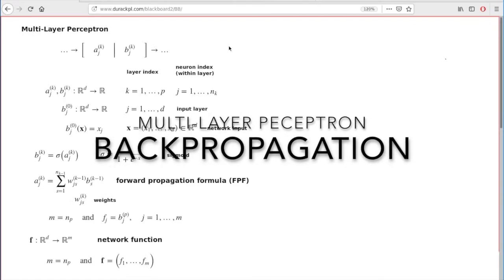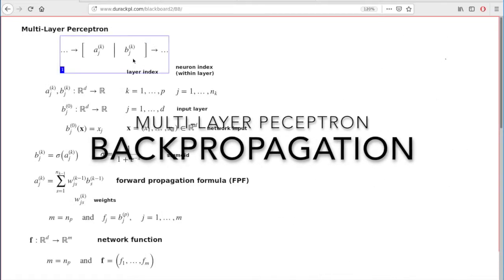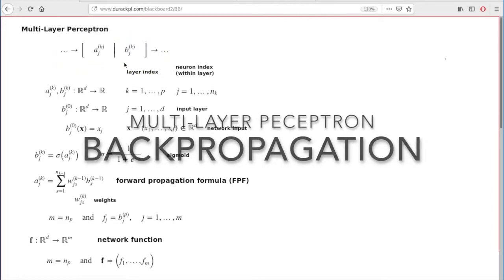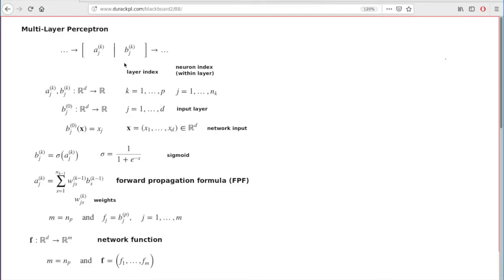Backpropagation. What does it do? Backpropagation computes another set of functions for every computed neuron, for every neuron except for those in the input layer. And first, I will introduce the notation for those functions.